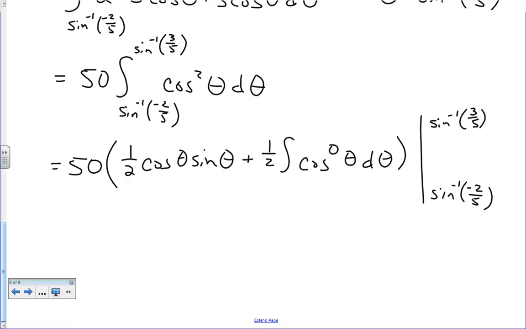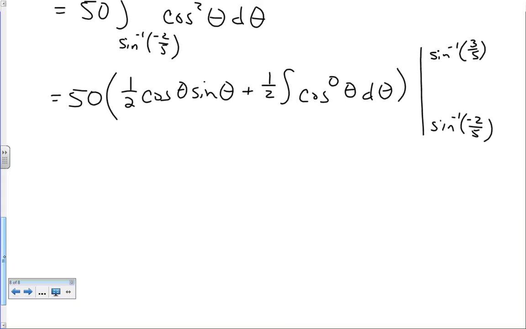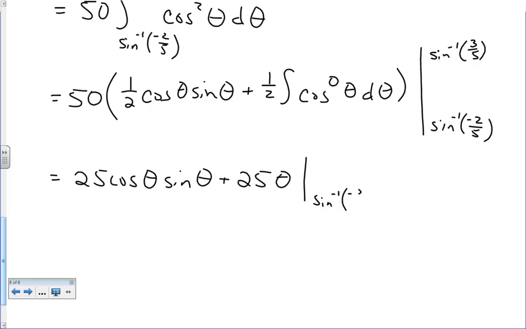So let's distribute the 50 through there and actually integrate that last part as well. So we end up with 50 times 1/2 is 25 cosine of theta, sine of theta, plus 50 times 1/2 is going to be 25. Now again, cosine to the 0, anything to the 0 power is 1, so you have 1 d theta. The integral of 1 is just your variable, it's just theta, so it's 25 theta. And we're going to evaluate that from the sine inverse of negative 2/5 to the sine inverse of positive 3/5. This will be our way to evaluate that.